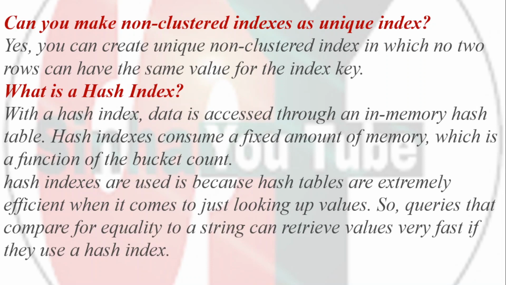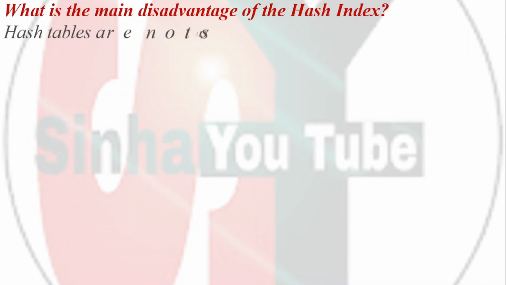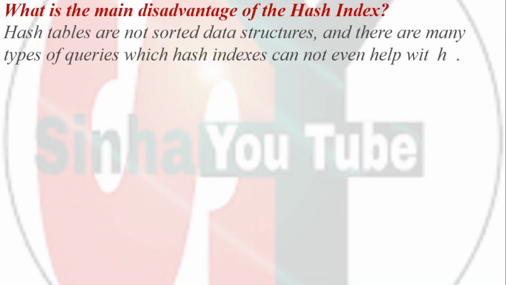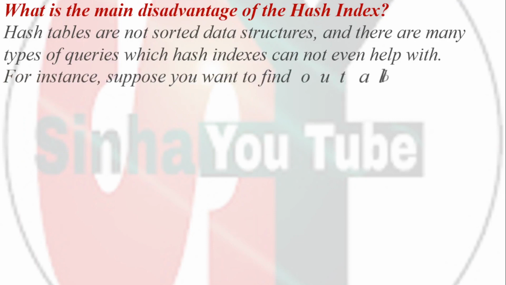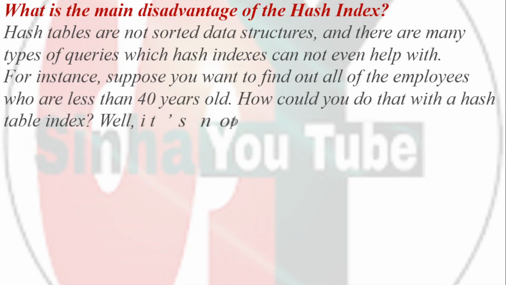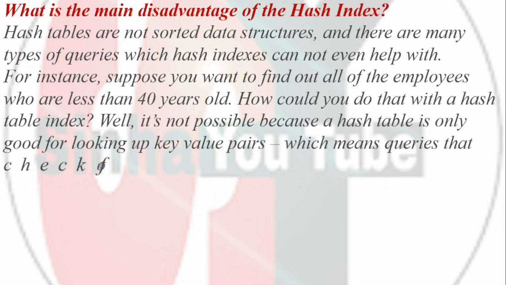Question. What is the main disadvantage of the hash index? Answer. Hash tables are not sorted data structures, and there are many types of queries which hash indexes cannot even help with. For instance, suppose you want to find all of the employees who are less than 40 years old. How could you do that with a hash table index? Well, it's not possible, because a hash table is only good for looking up key value pairs, which means queries that check for an equality condition.